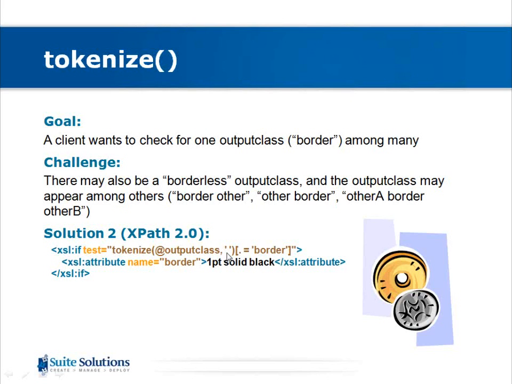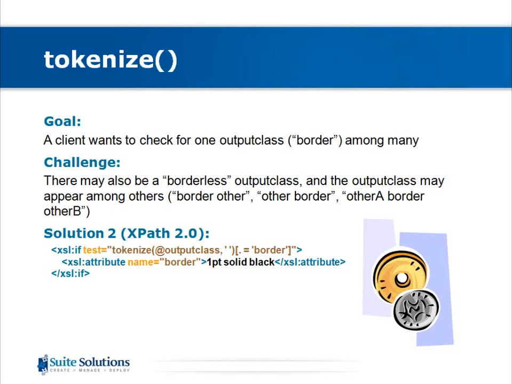And therefore, if we have 15 different values in our output class, which is probably a bit much, if you have 15 different values in your output class, you may want to reevaluate how you're designing things. But as many as we may have, it will split them all up and give us, in our case of other A space border space other B, an array of 3 elements: other A, border, and other B. So this Tokenize method returns an array.